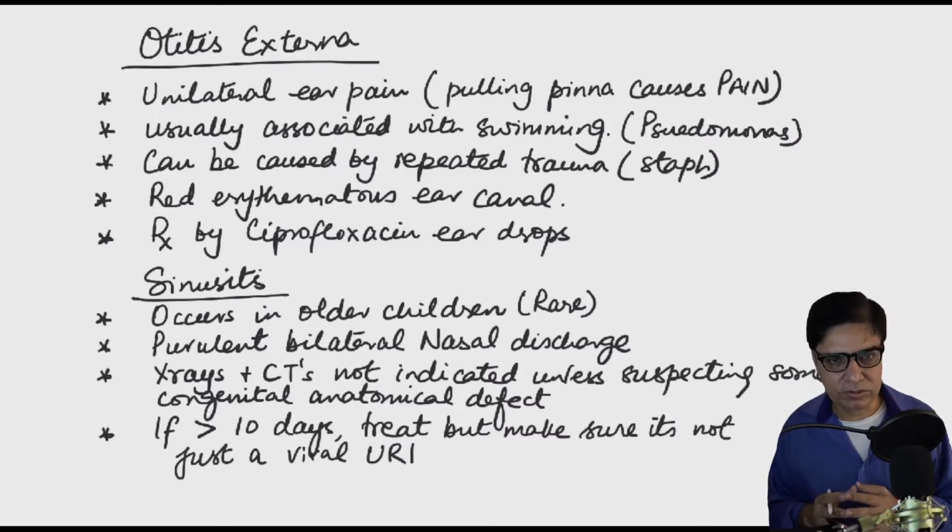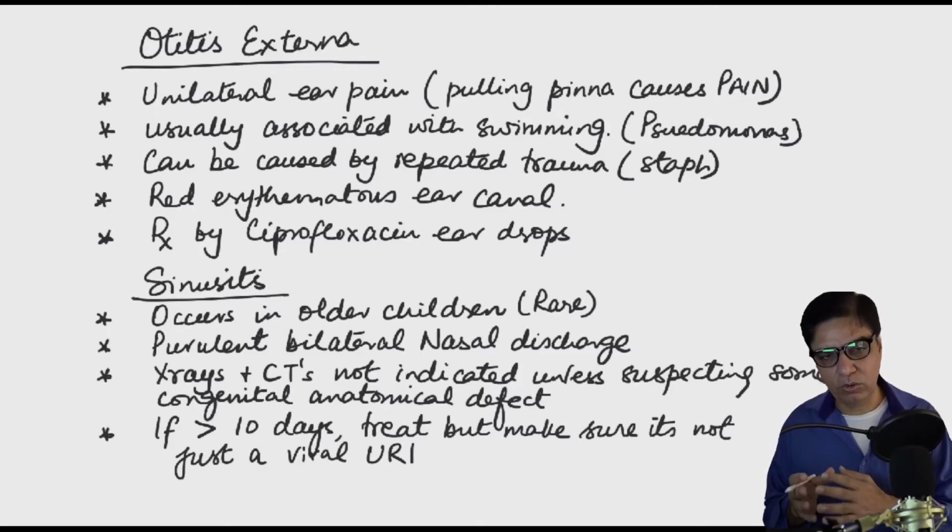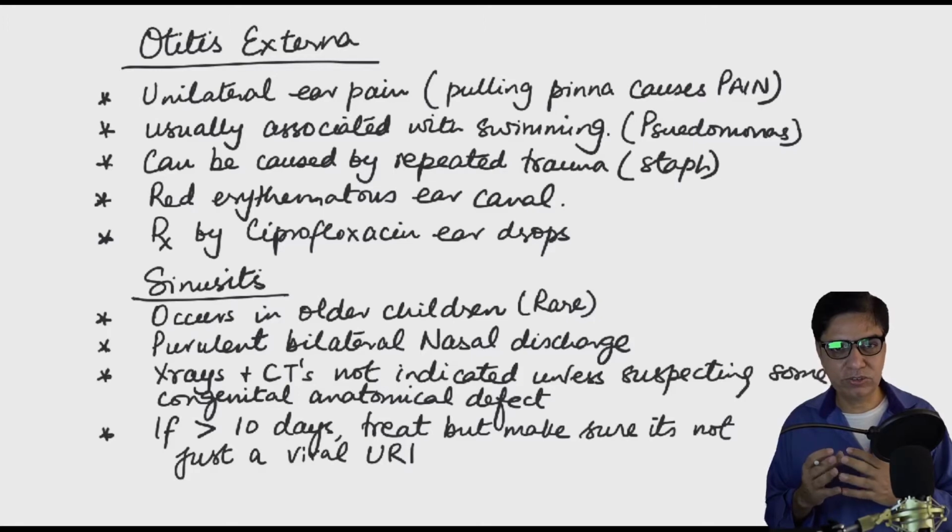So how do they present? Usually most of the cases present with purulent, greenish, yellowish, foul smelling bilateral nasal discharge. So it's not unilateral, it's usually bilateral. Unilateral discharge, you have to rule out a foreign body. Bilateral in older kids is usually because of sinusitis. And whenever a child or an adolescent has a purulent bilateral nasal discharge, it means that there is something wrong nearby in the sinuses.